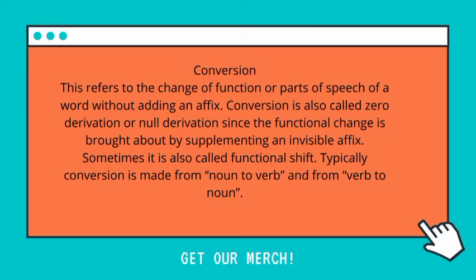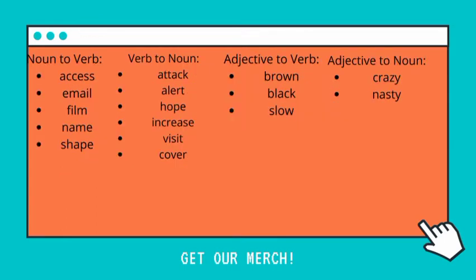Second, conversion. This refers to the change of function or part of speech of a word without adding an affix. Conversion is also called zero derivation or null derivation, since the functional change is brought about by supplementing an invisible affix. Sometimes it is also called functional shift. Typical conversion is made from noun to verb and from verb to noun. For example, noun to verb, like access, email, film, name, and save. Verb to noun, like attack, alert, hope, increase, visit, and cover. And adjective to verb, like brown, black, and slow. And the last one, adjective to noun, like crazy and nasty.